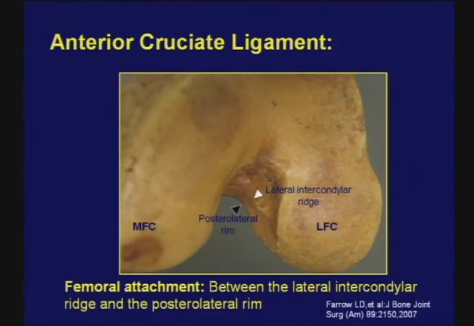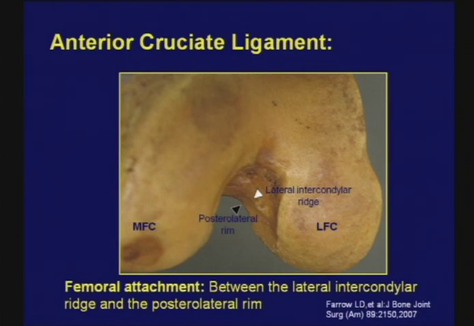If you go ahead and look at the footprint, again, the word footprint, which keeps coming up in the orthopedic literature, this is a nice demonstration of the landmarks that are used to be certain that in surgery the footprint is being reconstructed properly. There are two ridges on the inner aspect of the lateral femoral condyle, a more anterior one known as the lateral intercondylar ridge, and a more posterior one known as the posterolateral rim.